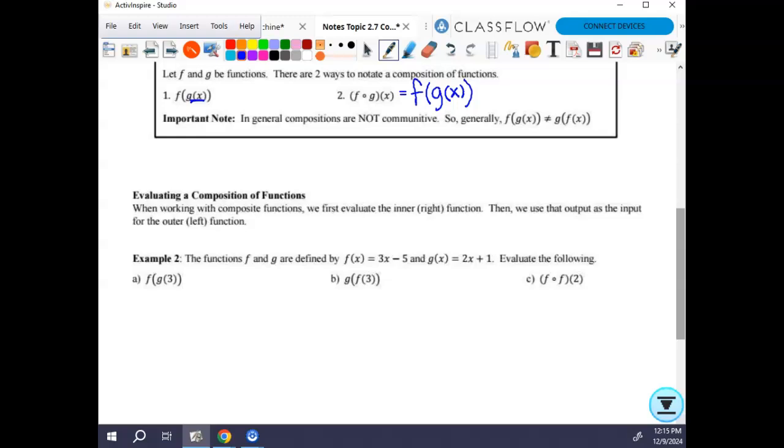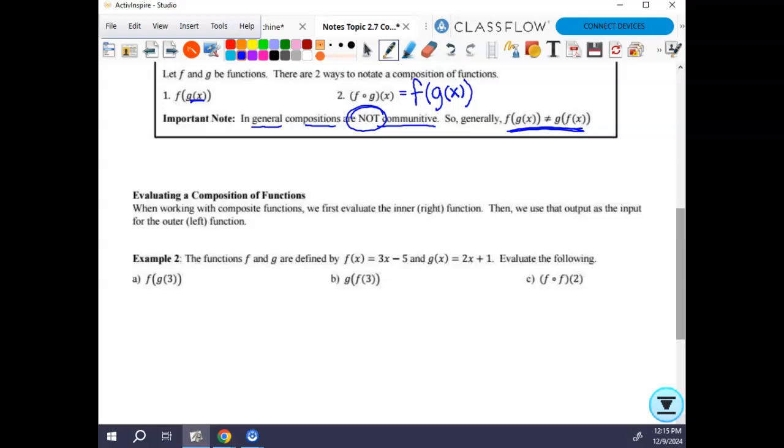And then in general, compositions are not commutative. So that means like 2 times 3 is the same as 3 times 2. It doesn't matter what order we do it in. But that is not the truth for compositions. It's possible that f of g of x equals g of f of x, but that's not going to happen every single time. So it's definitely not a rule. All right, everybody okay with all that?